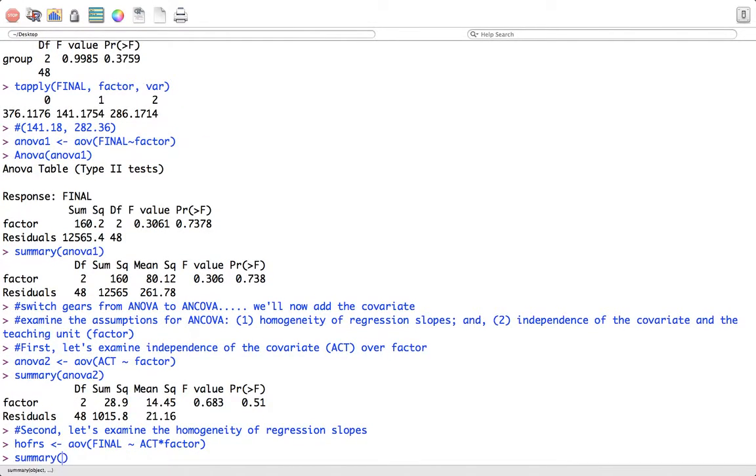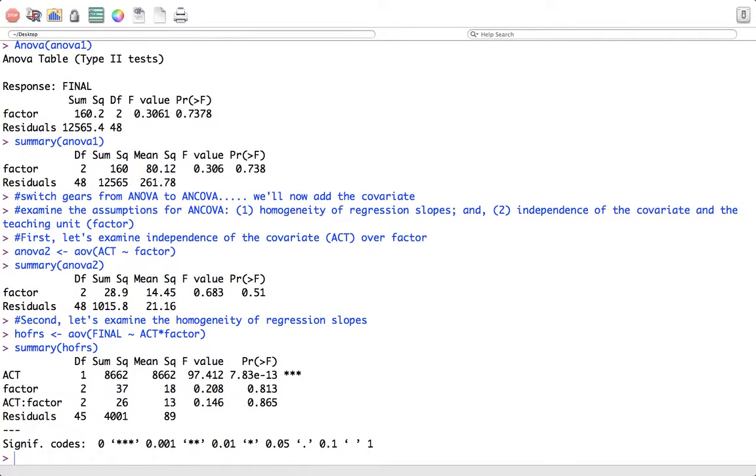So, summary of HORS. What we do here is we examine the interaction. And if we don't have statistical significance, we assume that the homogeneity of regression slopes is not violated.